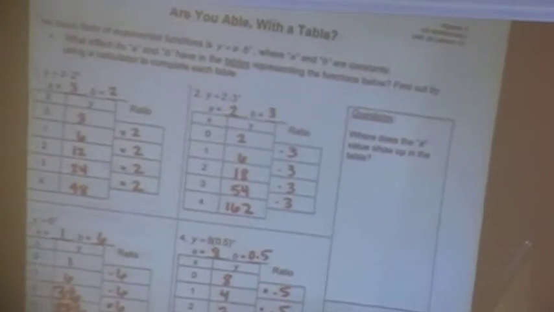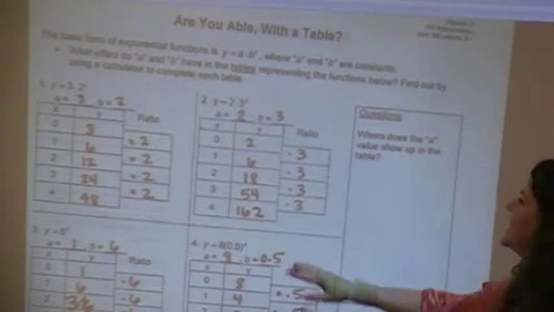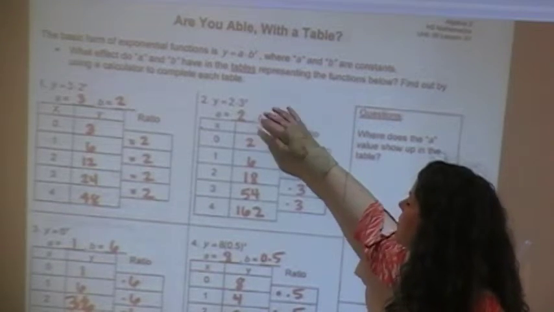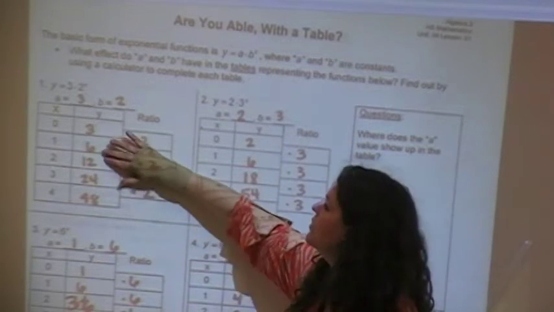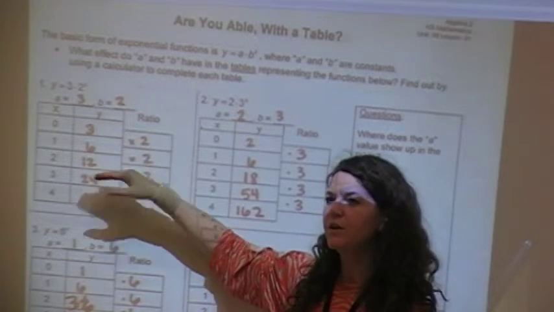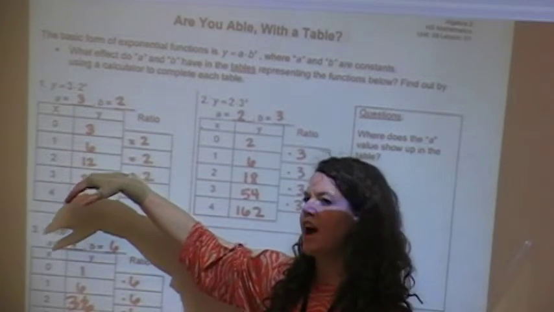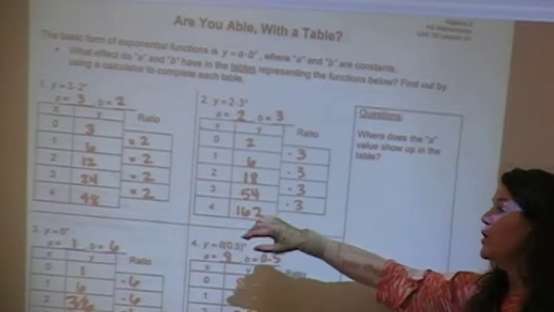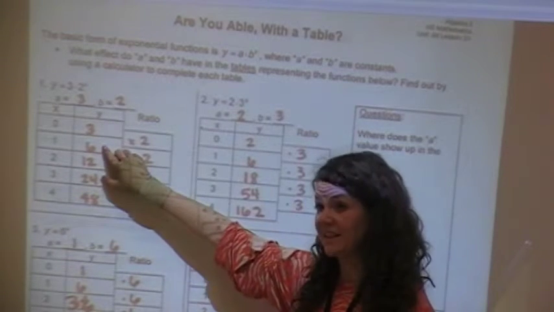Look at some of the ones at the top. What if I didn't know? What if I didn't know and I wasn't given, well, let's do these two. Let's say all you were given is 1 and 6 and 2 and 12. Divide. You just divide. So in this case, you divide 12 by 6.